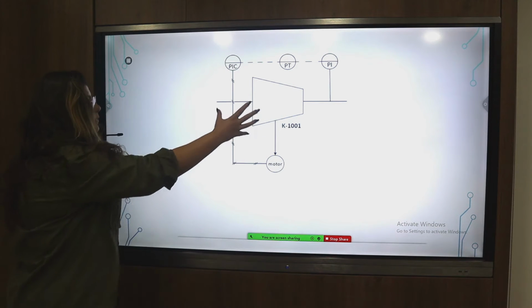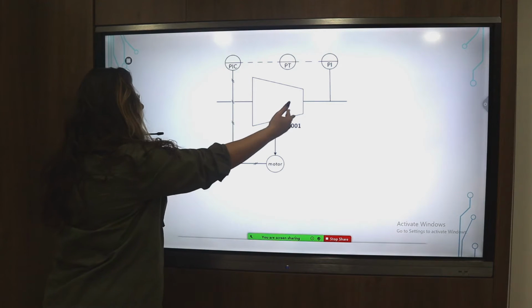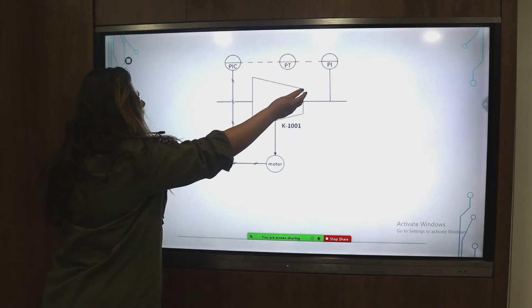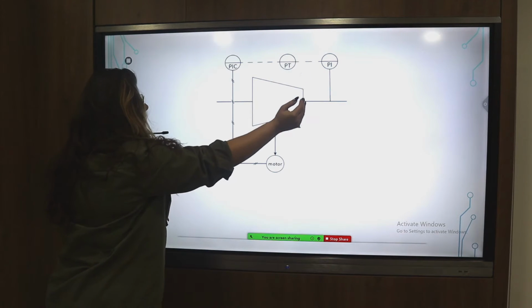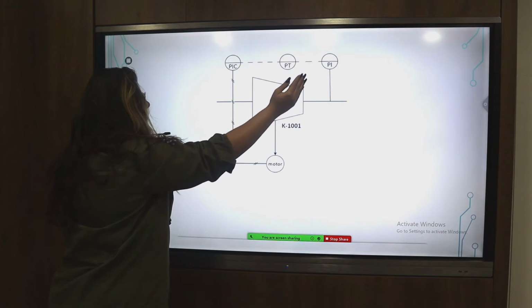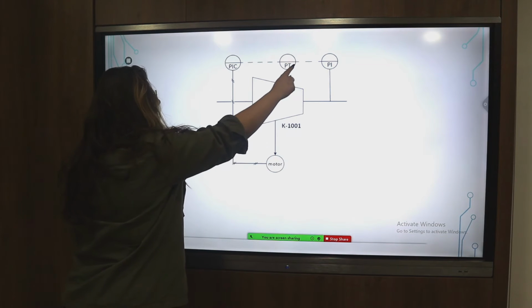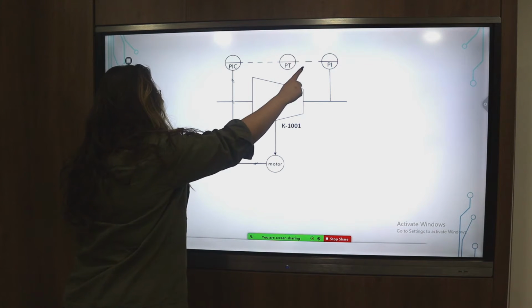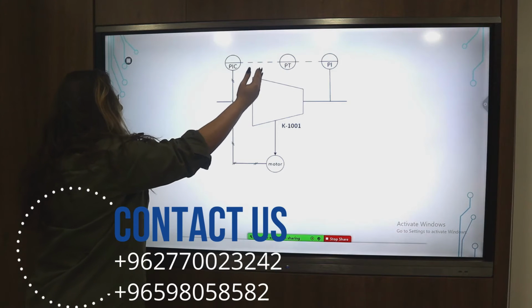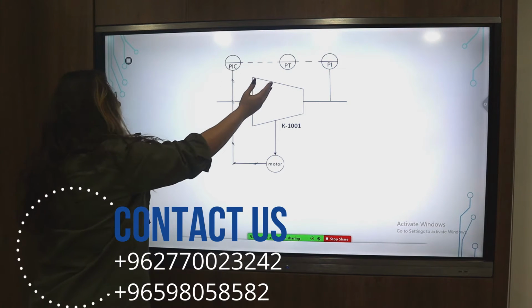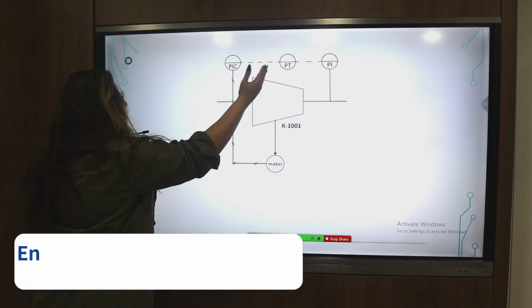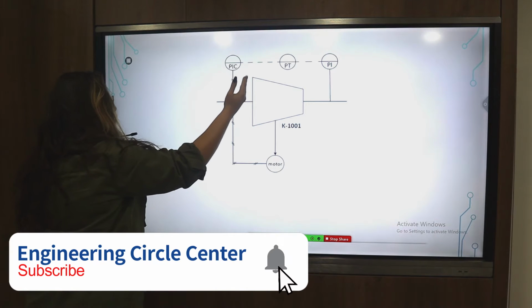Now, in this example, we have the compressor. On the gas stream leaving the compressor, we will install a PI. The pressure indicator will indicate the pressure leaving the compressor. It will send an electric signal, this dotted line is an electric signal, to the PT, which is the pressure transmitter. And the transmitter will also send an electric signal to the pressure indicator controller.